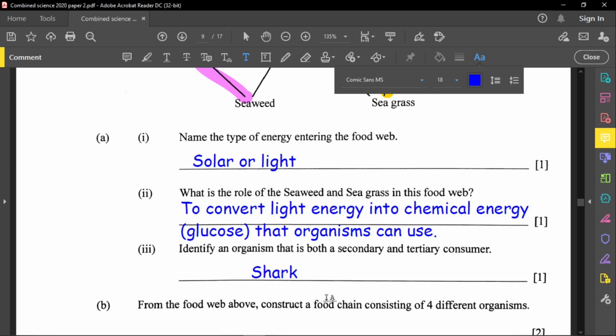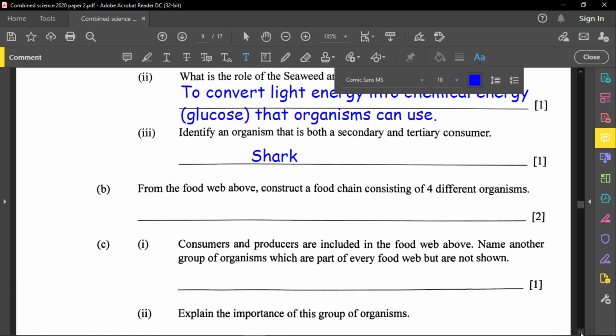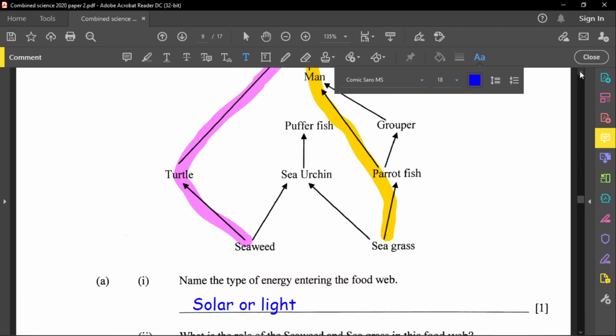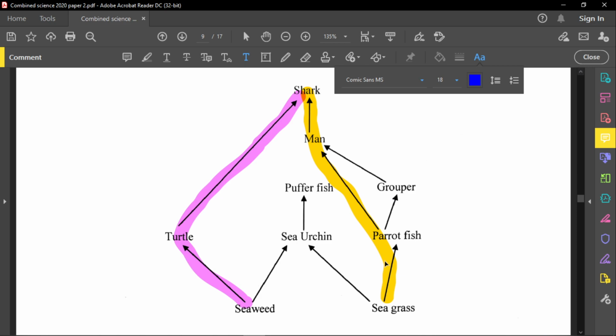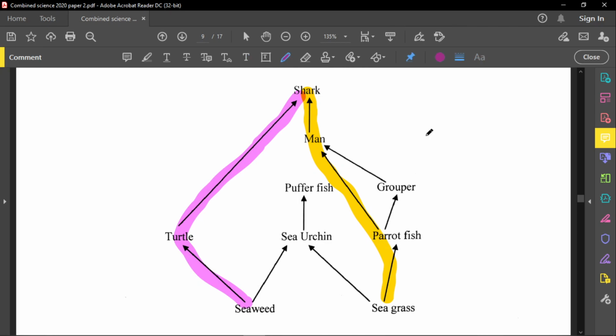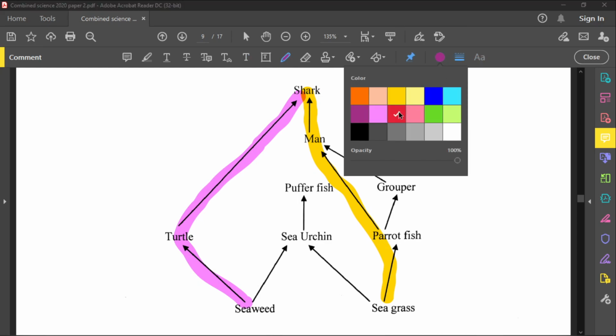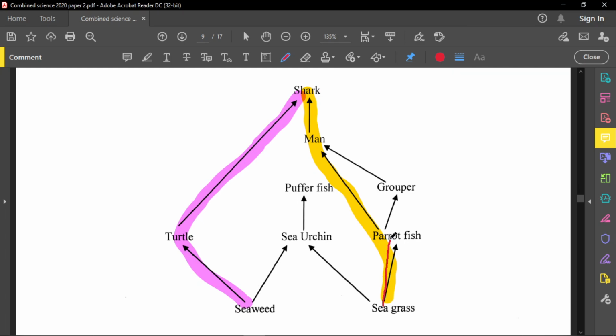All right. And then now it's part B. It said, from the food web above, construct a food chain consisting of 4 different organisms. So again, let's count the amount of organisms that will make up a food chain right here. As a matter of fact, this yellow line is perfect. But we can do a different route. So we can start from here. I'm going to start from here, mainly because I want grouper in it. Yep, we could go here, right?